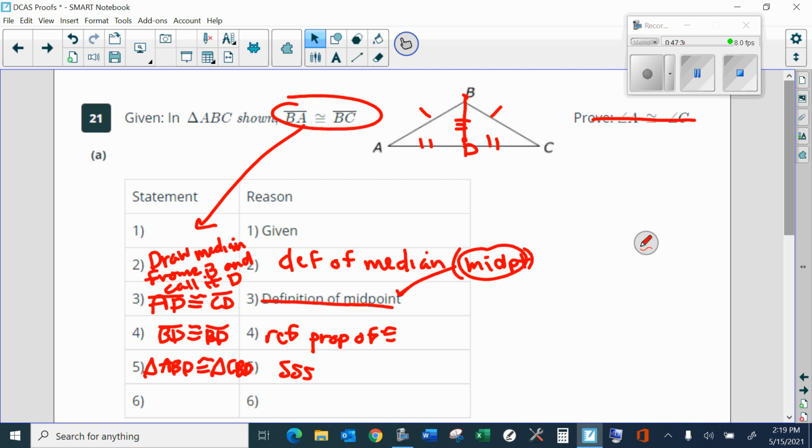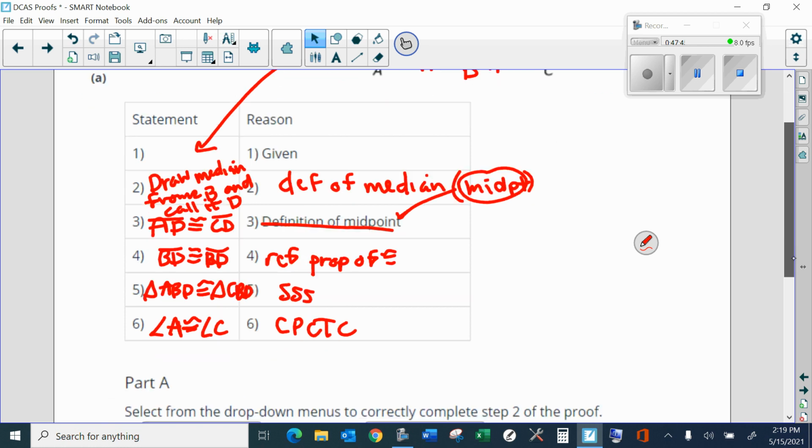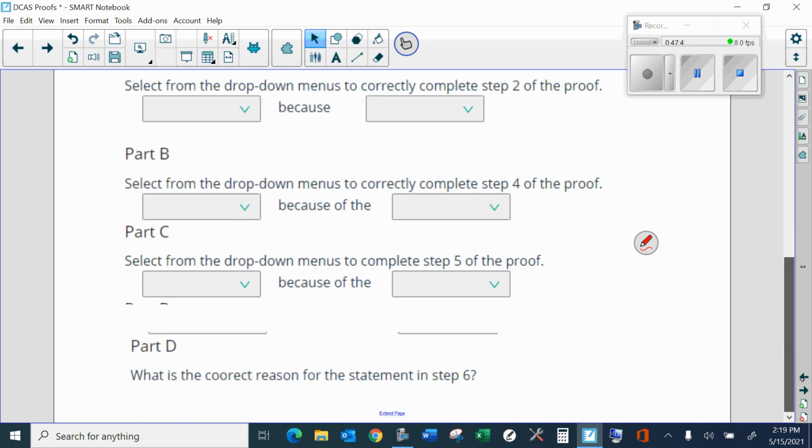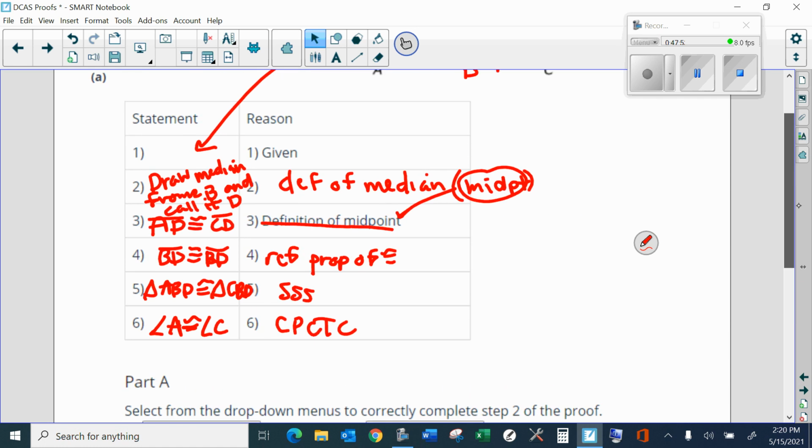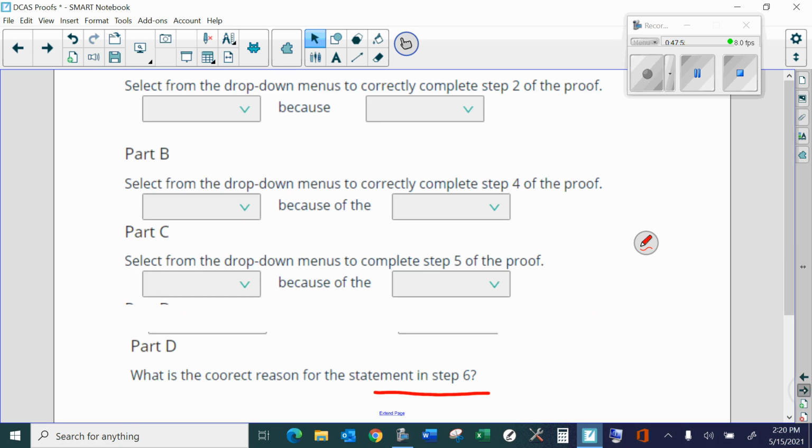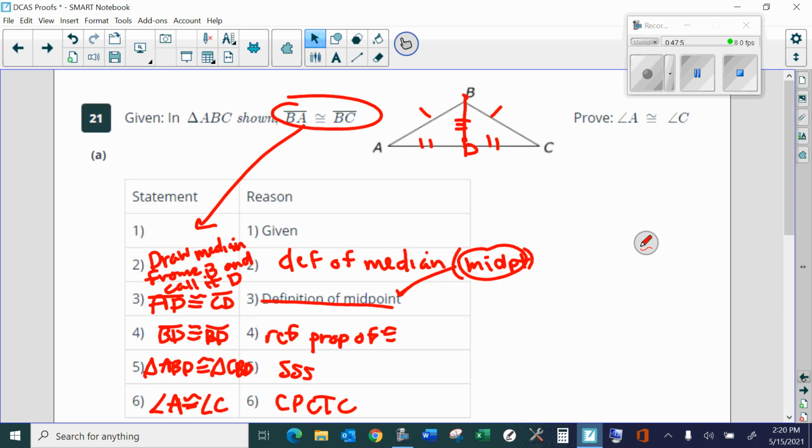And lastly, what I'm trying to prove, you draw it just as it is, angle A is congruent to angle C. You don't switch anything up. By CPCTC. Okay, and you'd have all those there to choose from in your drop downs. Okay, so that's going to be CPCTC. Okay, so there you go right there. That covers a bunch of proofs.